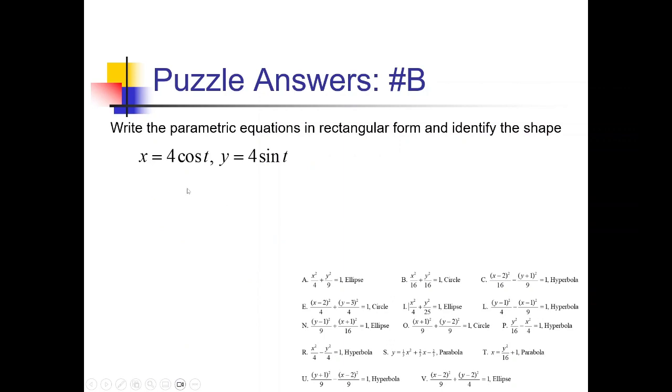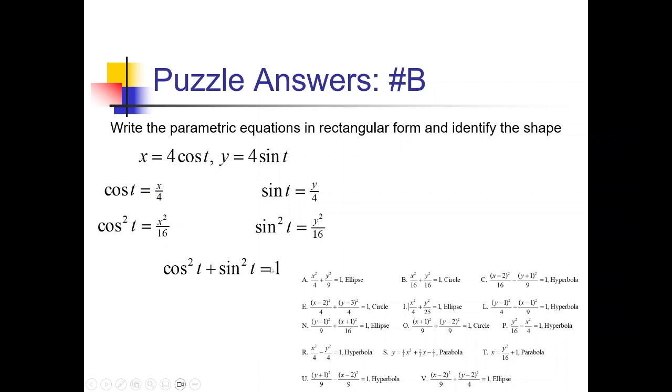For letter B, we've got two trig functions. So just like the first problem, I'm going to isolate them and square them to get them into an identity. So let me start by dividing by 4 to get the cosine by itself. Squaring both sides, we have cosine squared equals x squared over 16. And over here, let me divide by 4 to get sine by itself, and then square both sides to get sine squared equals y squared over 16. We again have the identity sine squared plus cosine squared, or cosine squared plus sine squared. I guess it doesn't really matter. And I can replace this with x squared over 16 plus y squared over 16 equals 1.